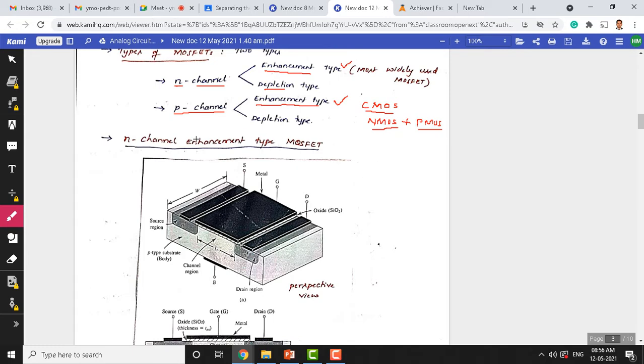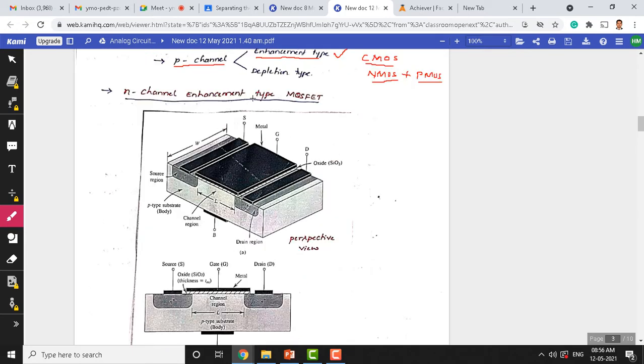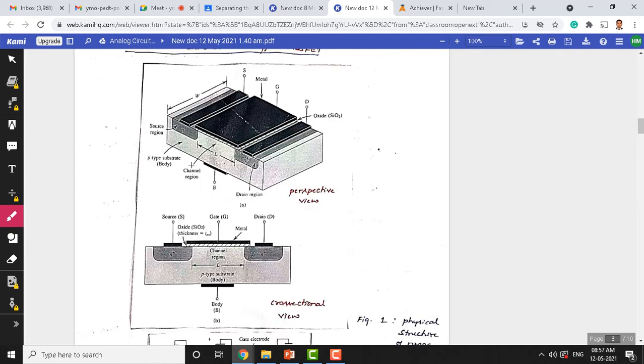Moving further, we have the N-channel enhancement type MOSFET. The physical structure from a perspective view is as you can see here. This is the three-dimensional structure of the N-channel enhancement type MOSFET. Let us try to understand each of these regions. Since it's a three-dimensional view, you can see each and every layer, and its depth can also be seen very easily.